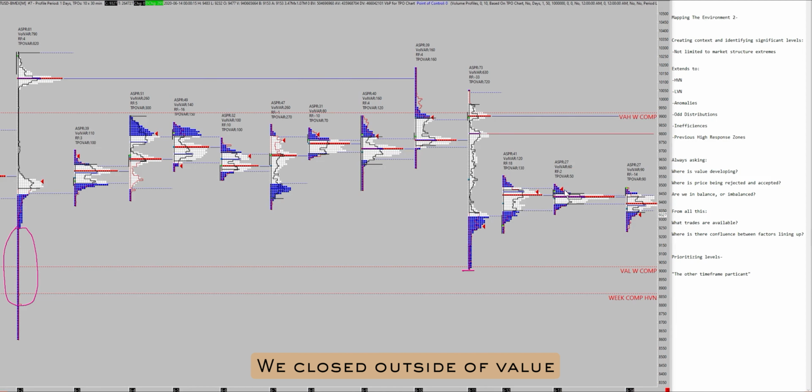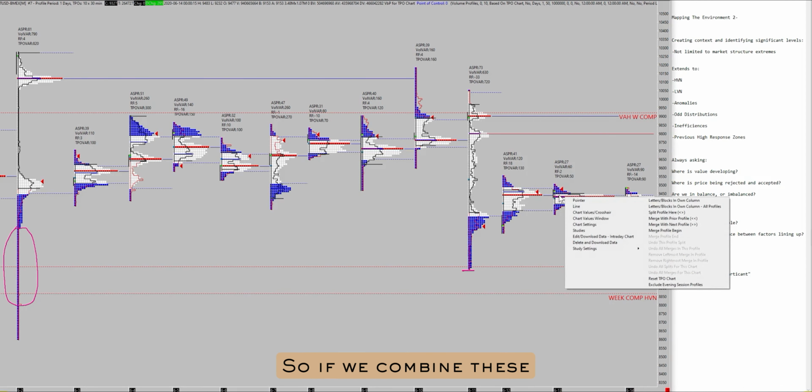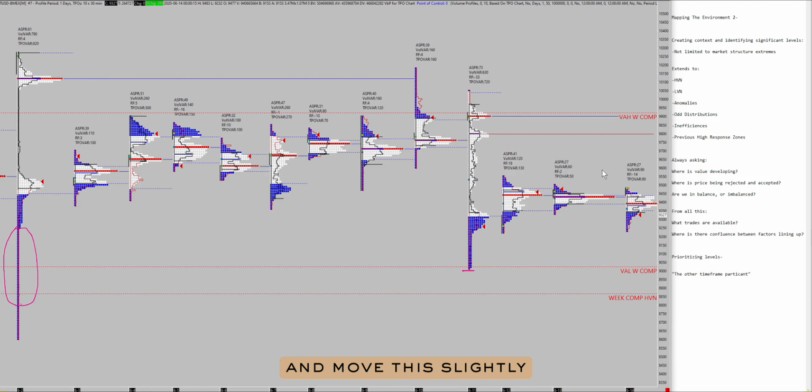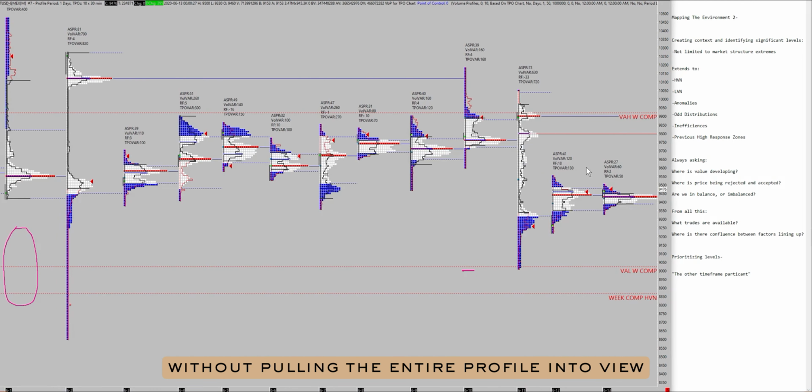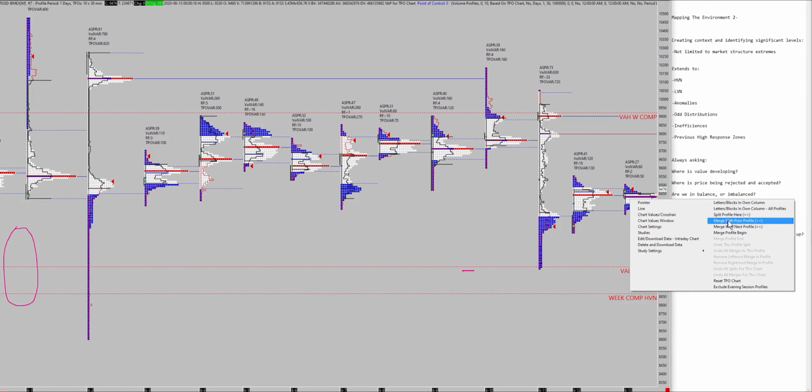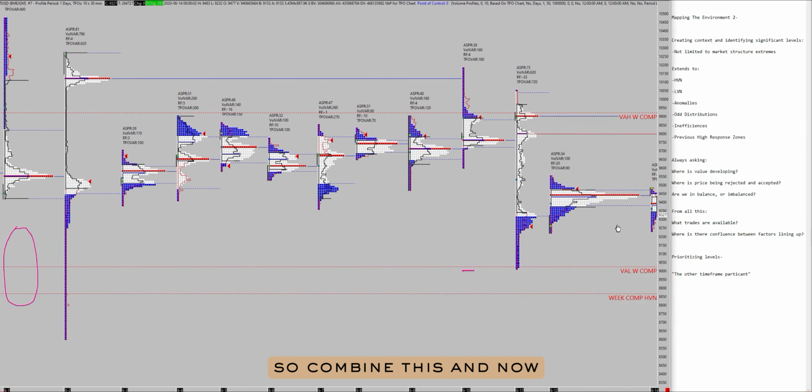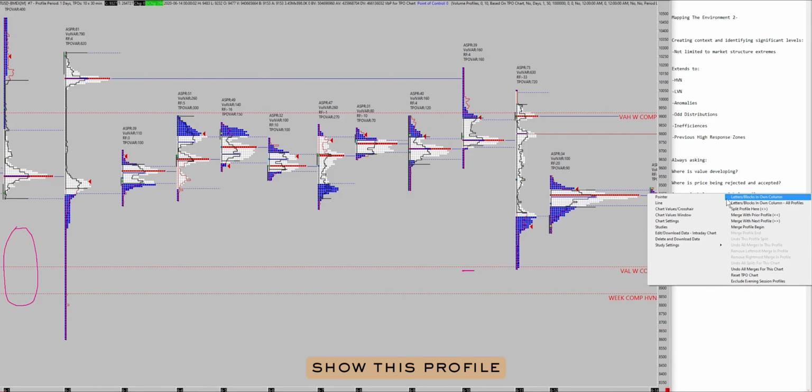Okay, we closed outside of value, but within the prior day's value area. So we're still very much in a balanced range. If we combine these, I'm just going to move this slightly so we can combine this without pulling the entire profile into view. So combine this and now show this profile.